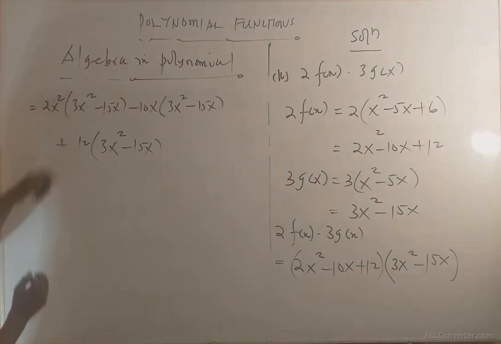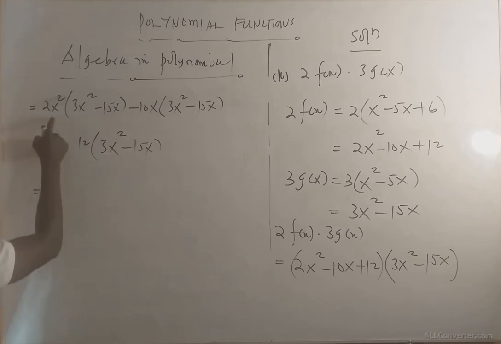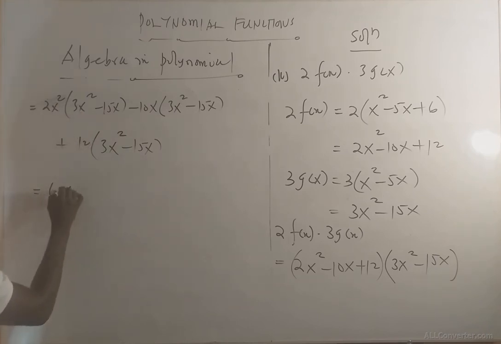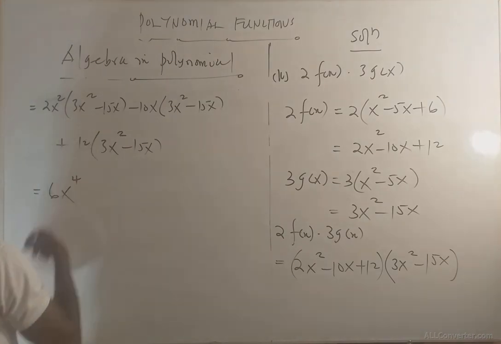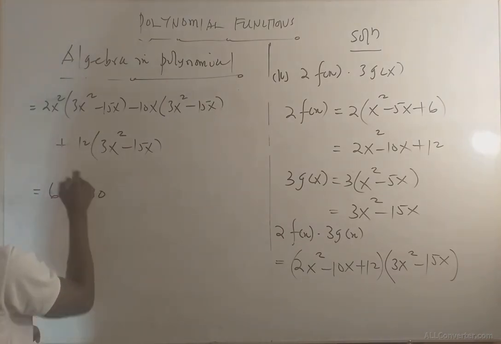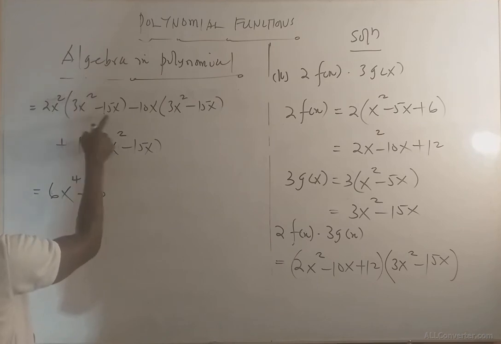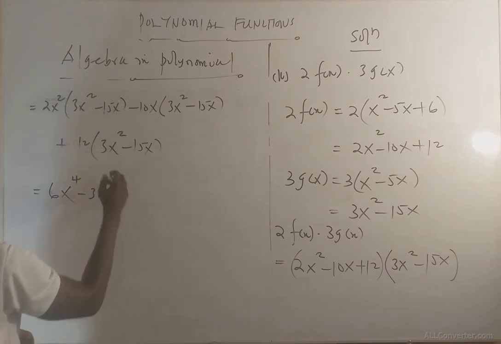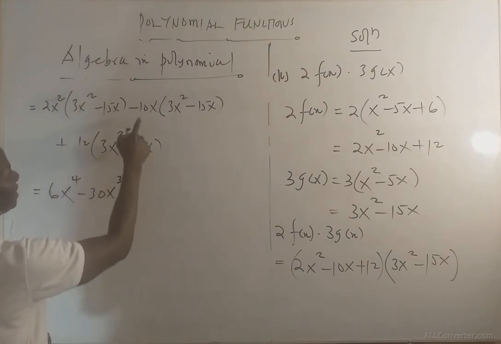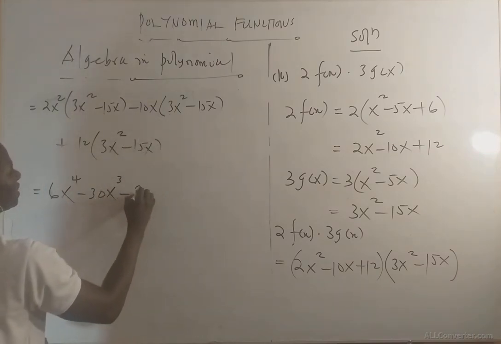Now, 2 times 3 will give us 6. But we have x squared times x squared, and that will be x exponent 4. I guess by now you know why it's x exponent 4, because we keep one of the x constant and we add the exponents together according to the first law of indices. Then 2 times minus 15 will give us minus 30. But we have x squared here and we have x here. Don't forget that the exponent of this x is 1. So 1 plus 2 will give us 3, so x exponent 3. And minus, we have 10 times 3 will give us 30.